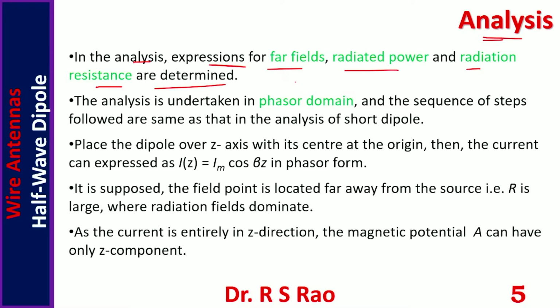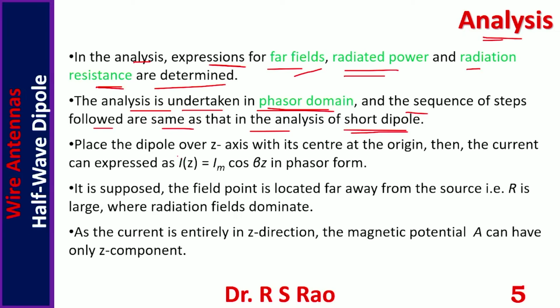This is the purpose of analysis: to find far fields, radiated power, radiation resistance. Radiation resistance indicates the efficacy of the antenna as a radiator. The analysis is undertaken in phasor domain, and the sequence of steps followed is the same as that of analysis of short dipole or elementary dipole. Of course, the only difference is short dipole or elementary dipole has been analyzed in time domain, but here we are doing it in phasor domain.